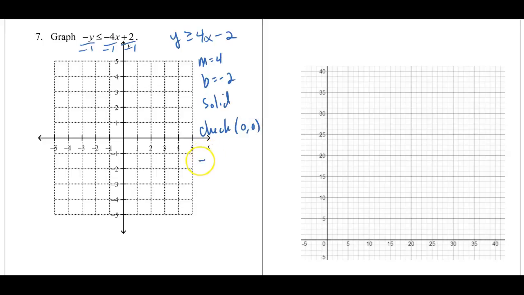So I'm going to check it in the original. So it's -0 is less than or equal to -4 times 0 plus 2. So 0 is less than or equal to 2. That's again true. So if we graph our line, we start at -2, up 4 over 1. I'm not going to have enough room to go up 4 and over 1 again. That's okay though. It's again a solid line.